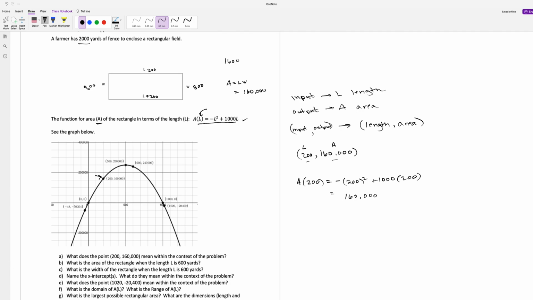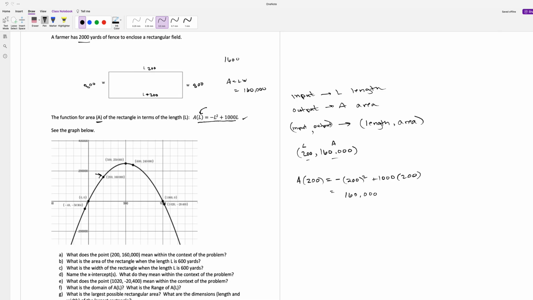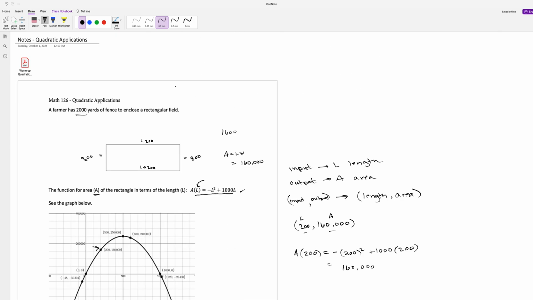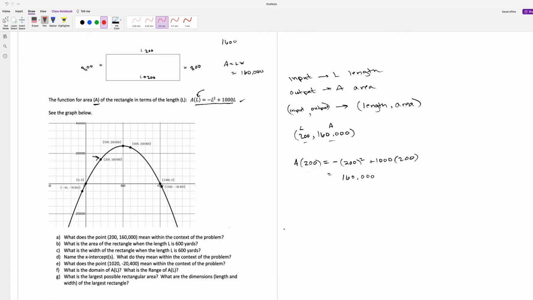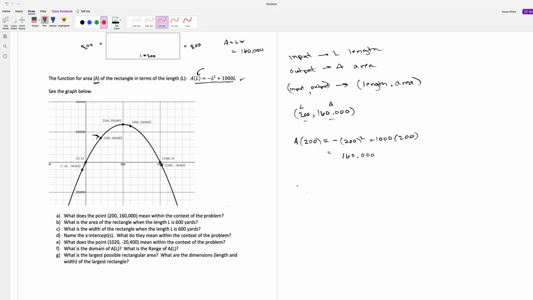What is the area of the rectangle when the length L is 600 yards? Okay, let's consider that. If the length is 600, I'm looking for an input of 600, and I want to identify the corresponding output, because that would tell me the area. If I look at this point, I can see the corresponding output is 240,000.